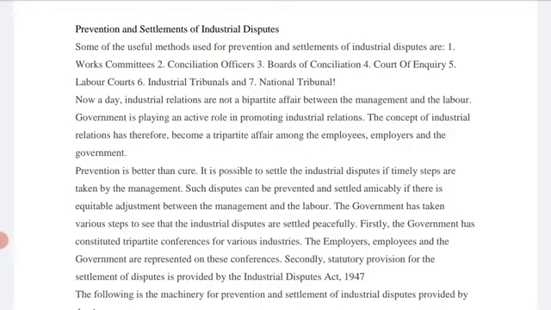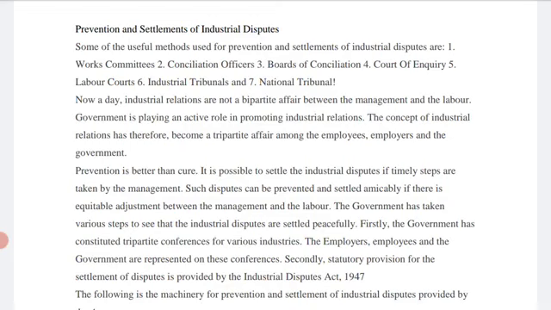Firstly, the government has constituted tripartite conferences for various industries. Means a three-tier committee consisting of three parties. It is set up so that if such issues or grievances are raised, they can surely be controlled. The employers, employees and the government are represented on these conferences.